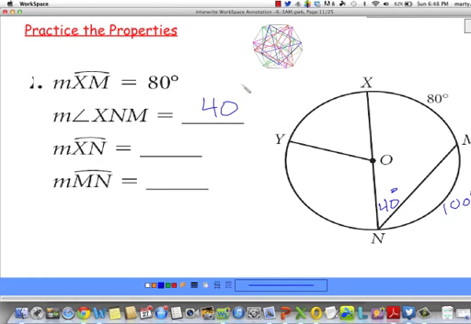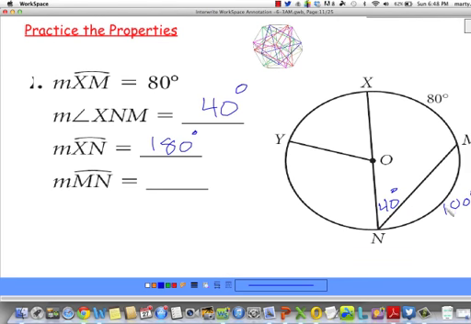We found that one. The measure of arc XN, X all the way to N, is going to have to be 180 degrees. Notice that's going to be 180 degrees no matter which direction we go. Remember, a minor arc is less than 180 and is named with 2 letters. A major arc is named with 3, but obviously, no matter which direction we go to XN, it's going to be a semicircle for sure.